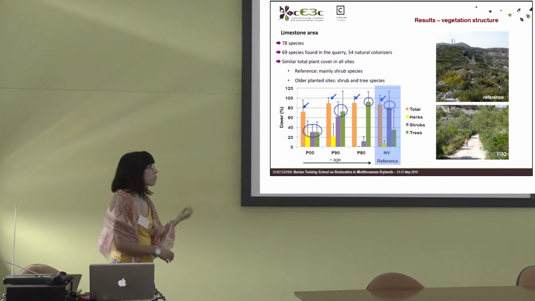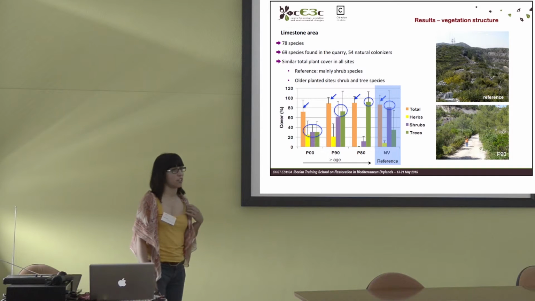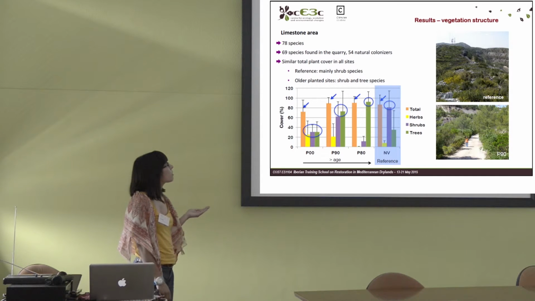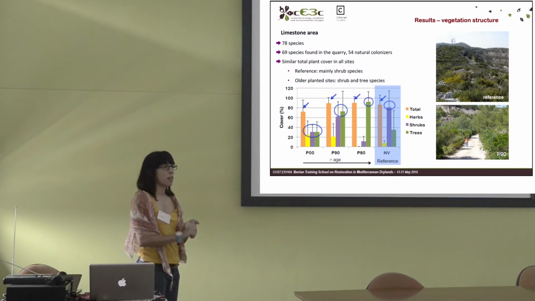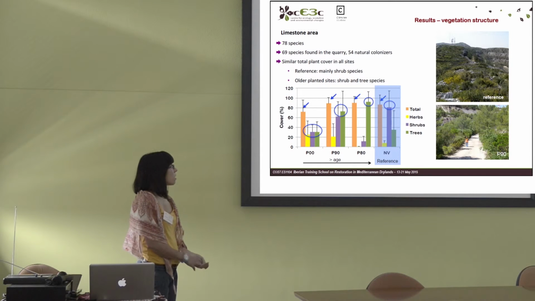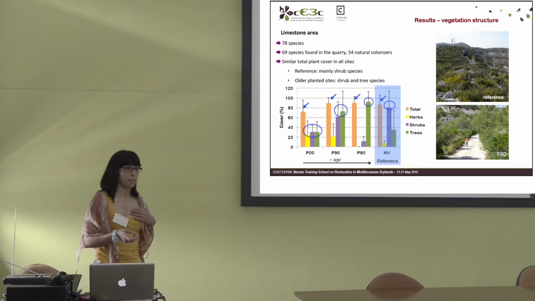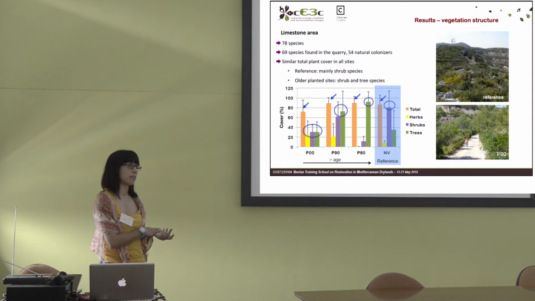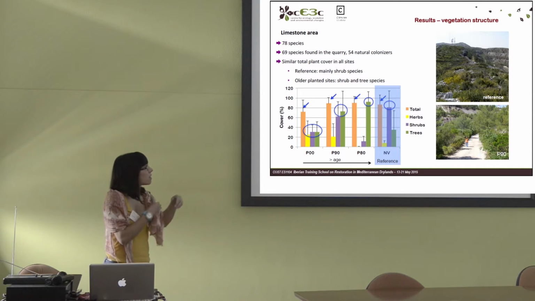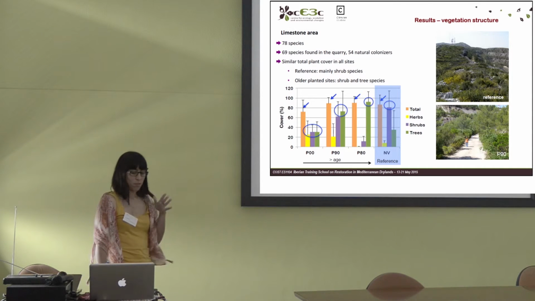Just to give you an example, because it's too much data, I'll talk about the limestone area, where we found 78 species. From these 78 species, 69 were found in the quarry, and 54 were natural colonizers, which means that the rest were planted.